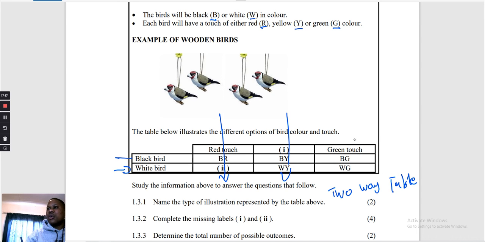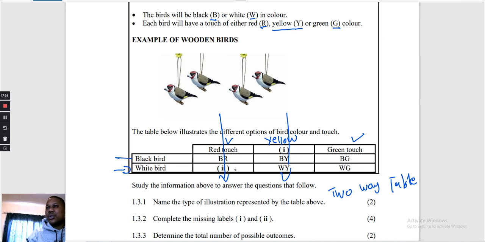Okay, so when we look at this on top here, they are talking about the colors. So we look at the colors. The first one is red, it is mentioned, and then they didn't mention this one, but they mentioned green. But then they talked about 3 colors. So the color that was not there is what? Is yellow. It means that one is yellow.